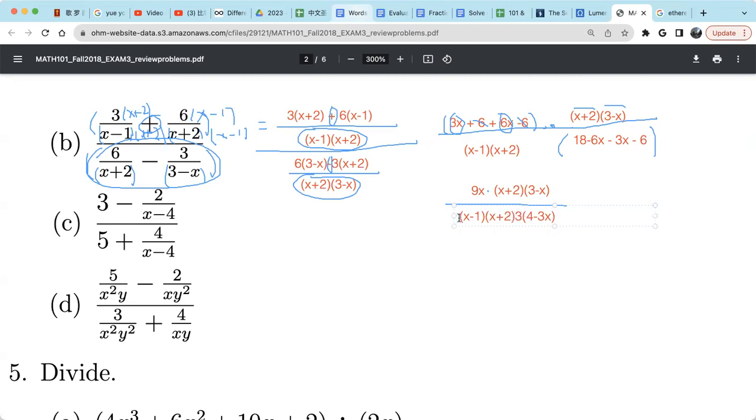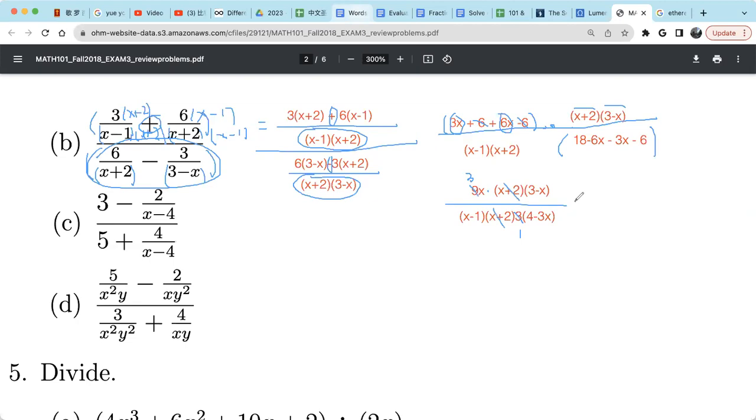Oh, yes, it can be simplified because I have 9. You see, I have 9 divided by 3. 3, of course, becomes 1. 9 becomes 3. I have x plus 2 here and x plus 2 here. That becomes 1. I have 3 minus x, but I don't have 3 minus x in the denominator, right?